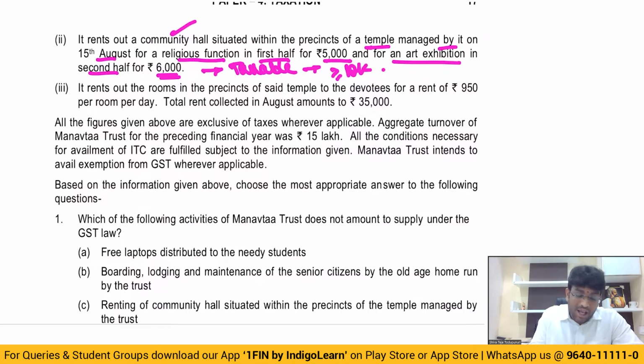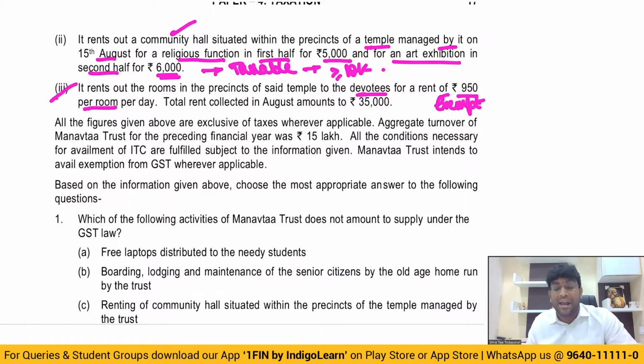Next point. It rents out the rooms in the precincts of the said temple to the devotees for a rent of 950 per room per day. This will also be exempt. The reason being, taxability is only when the room rent per day is 1,000 or more. If it is less than 1,000, it will straight away become exempt. And the total rent collected in August amounts to 35,000. This will be exempt.